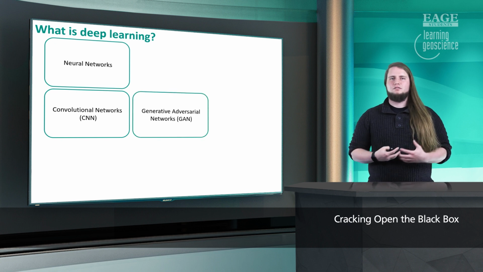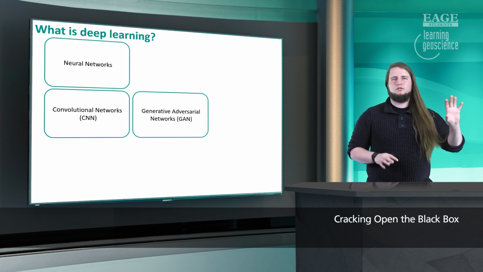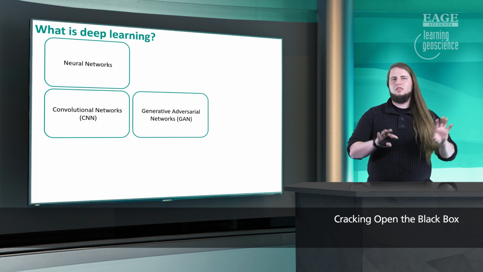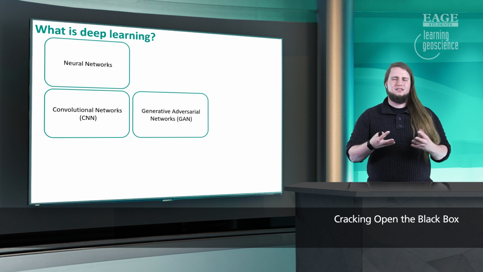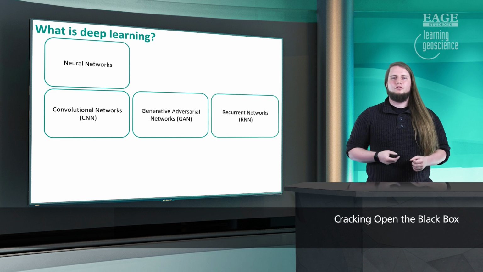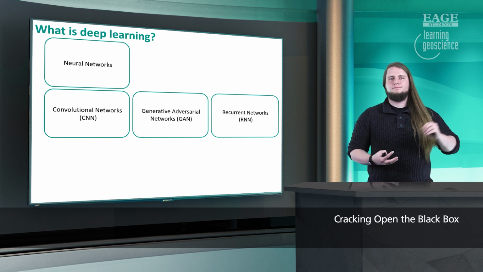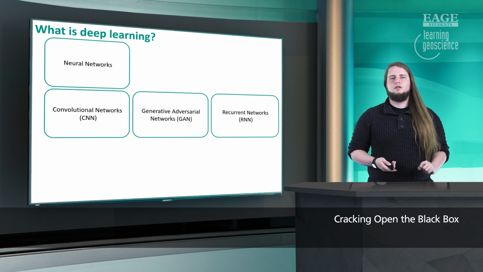Then you have GANs, or generative adversarial networks. I mentioned them before. They're really good at translating one thing into another, and it's very general, but these networks are very general. And you have recurrent networks. These networks are very good in time series. So they're used for seismic data or for well log interpretation and interpolation.